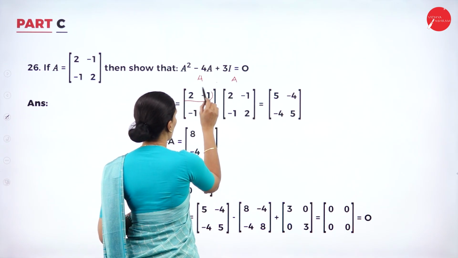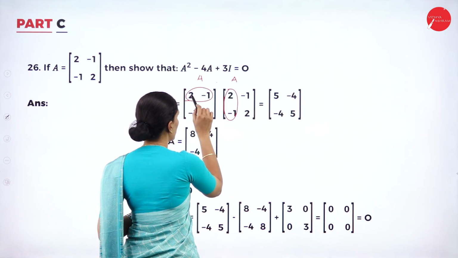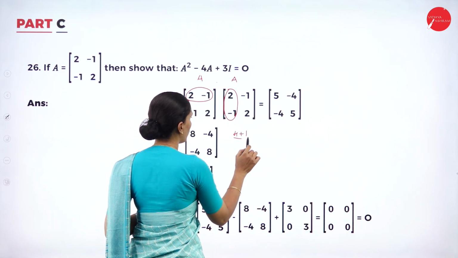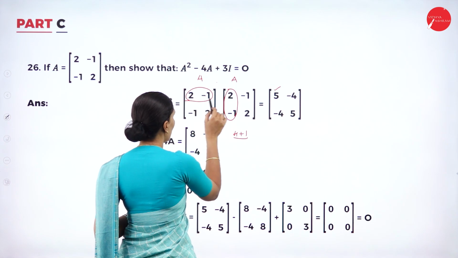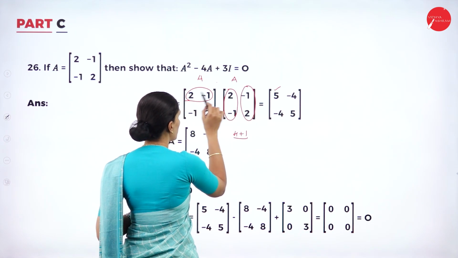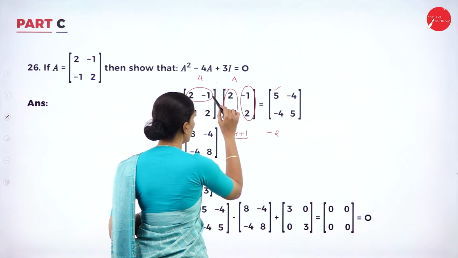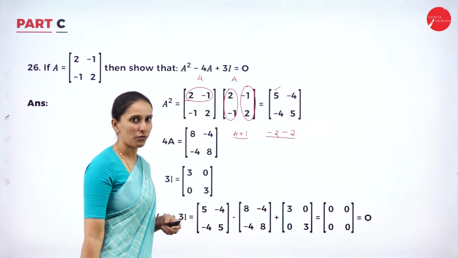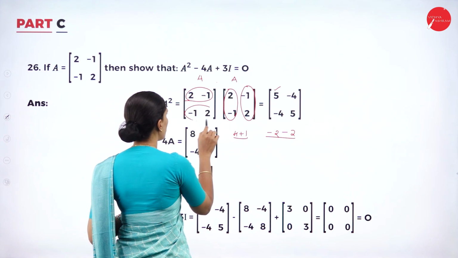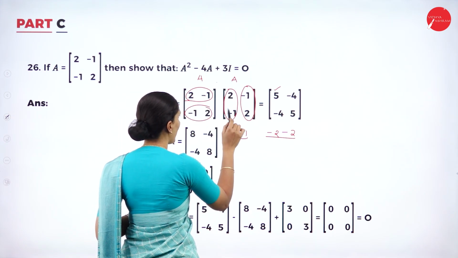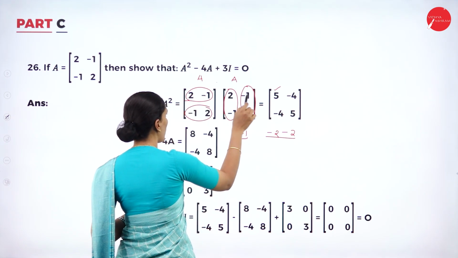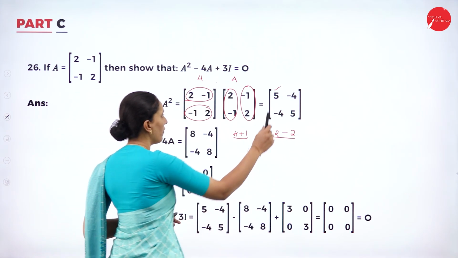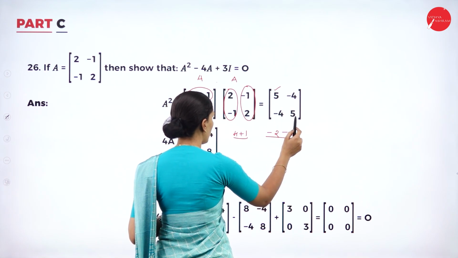So first row into first column: 2 twos are 4, minus 1 into minus 1 plus 1. So 4 plus 1 is 5. Similarly, first row into second column: 2 into minus 1 minus 2, minus 1 into 2 minus 2. So minus 2 minus 2 is minus 4. Similarly, we go with second row first column: minus 2 becomes minus 4, then 1 plus 4 becomes 5. So the resultant matrix will be 5, minus 4, minus 4 and 5.